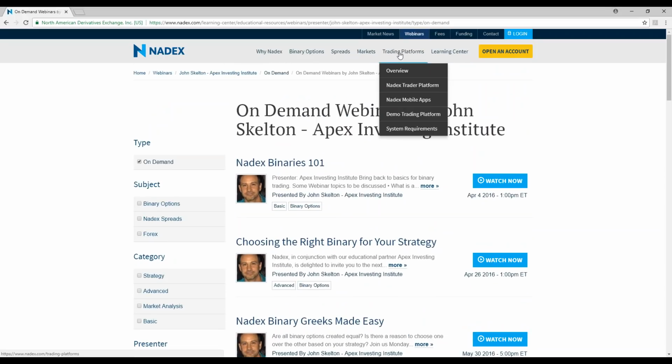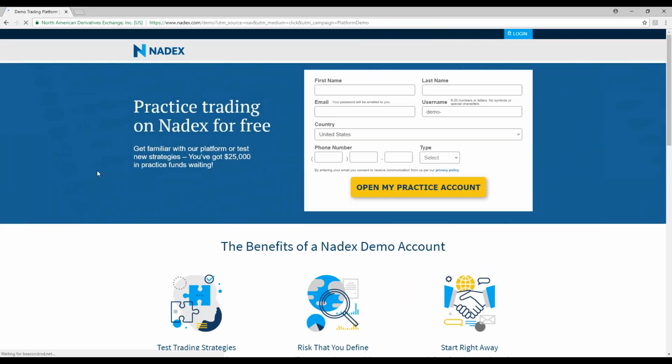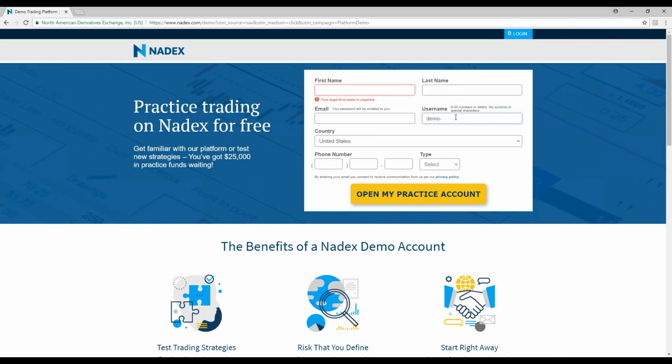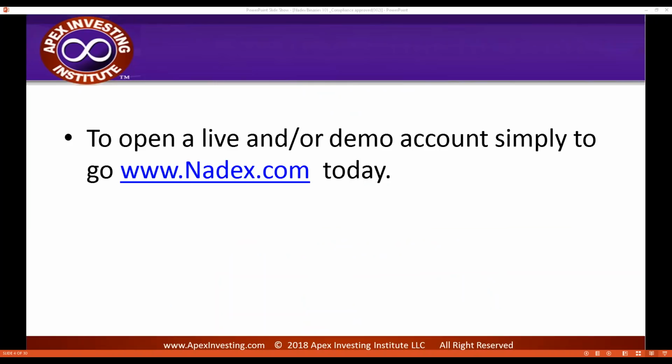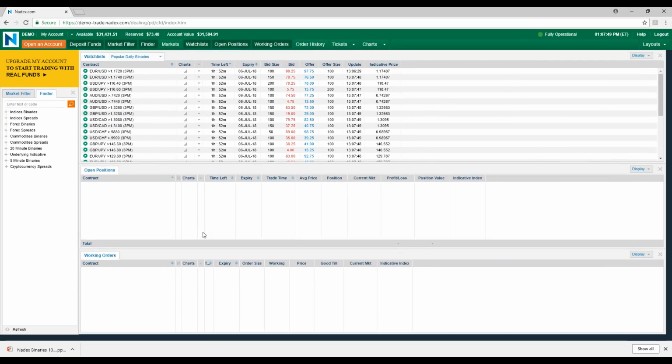Right here under trading platforms, you can click directly on the online platform, which you're already on here. We've got mobile apps right here. Very important, demo trading platform. If you don't have one of these, get one right now, like literally while I'm on the webinar talking. Nadex will give you a free $25,000 demo account. Okay, it's real easy to sign up for. You just have to fill out some quick information and select a username, and they'll give you a free $25,000 demo account. Once you hit Open My Practice Account, in just a few moments, you'll get an email from Nadex with a temporary password, and you'll be able to use that and log right into the Nadex demo platform.